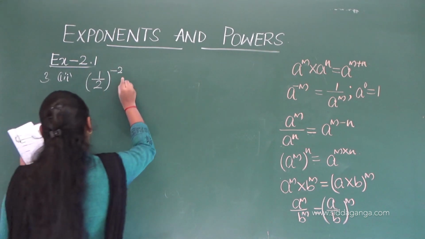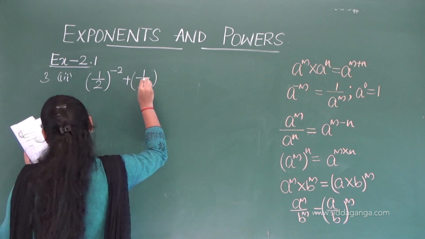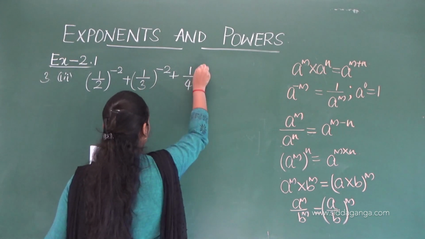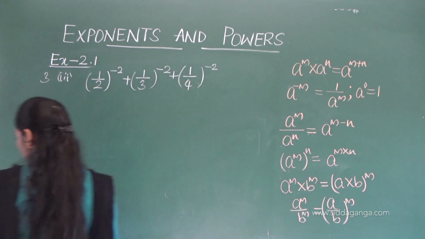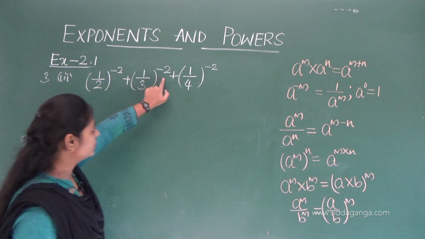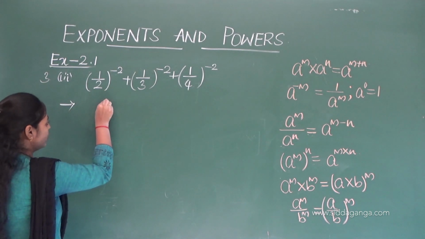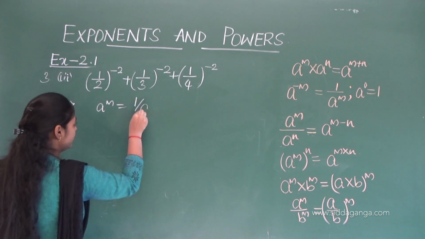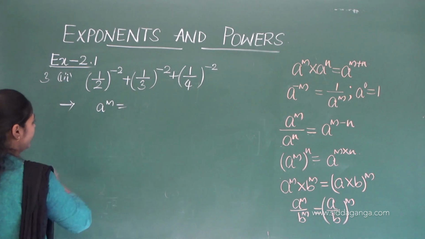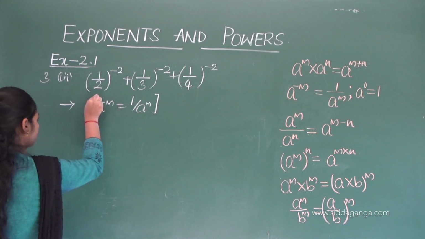Next: (1 by 2) whole raised to the power of minus 2 plus (1 by 3) whole raised to the power of minus 2 plus (1 by 4) whole raised to the power of minus 2. The power is minus 2, it is negative, so let it remain. a to the power of minus m is equal to 1 divided by a to the power of m.